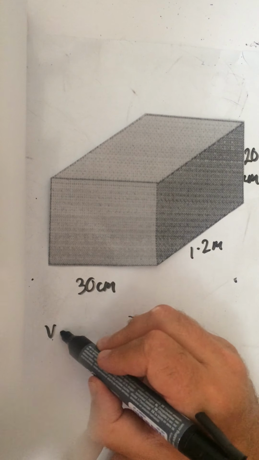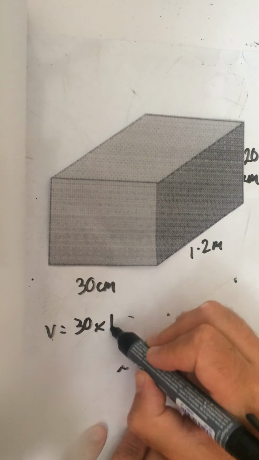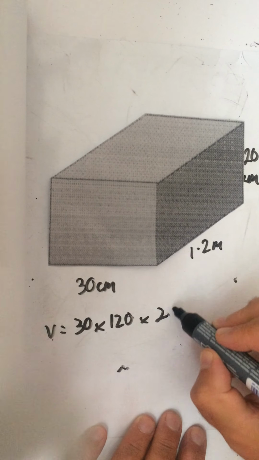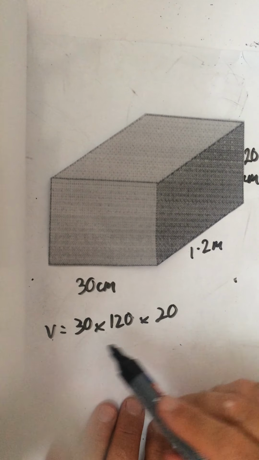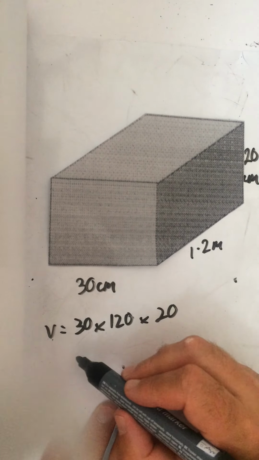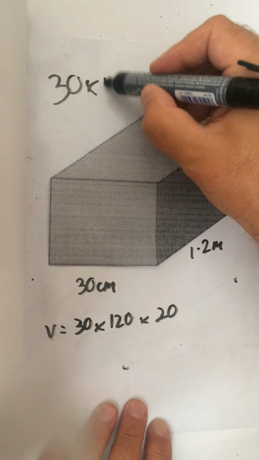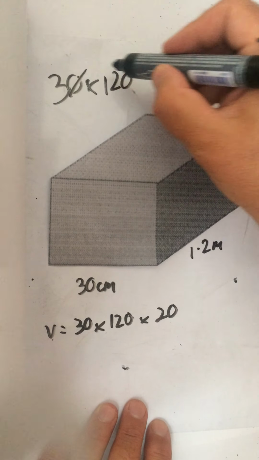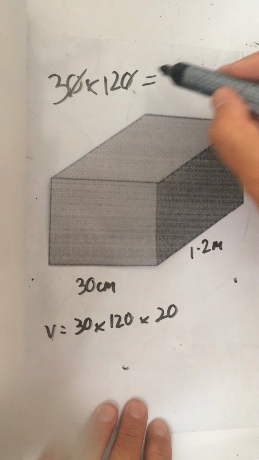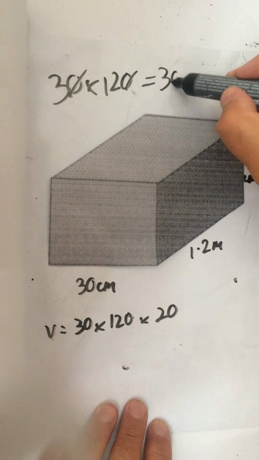So we've got to find the volume. We've got our 30 times 120 times 20. With these zeros, it's not so difficult. I'll do 30 times 120 first. I'm going to cross both zeros off. 3 times 12 is 36. Add those zeros back on, so I'm left with 3,600.